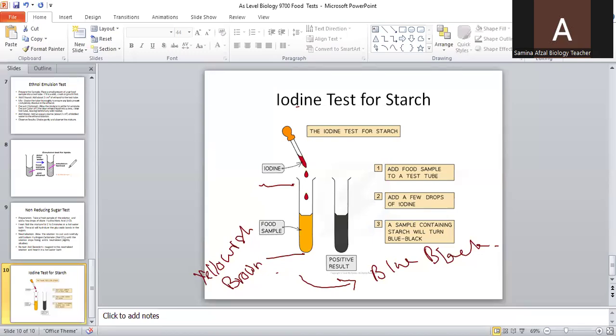If it is not going to change, if it remains the same, that is yellowish, because the color of iodine is yellowish brown, it shows that no starch is present in the given solution.